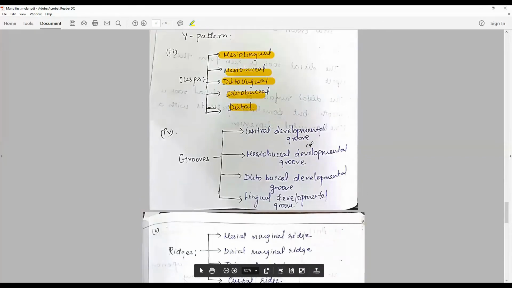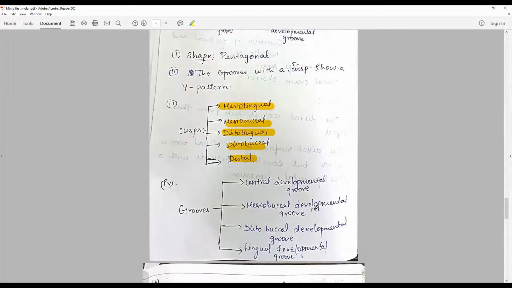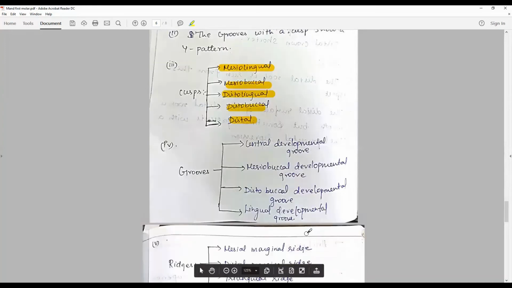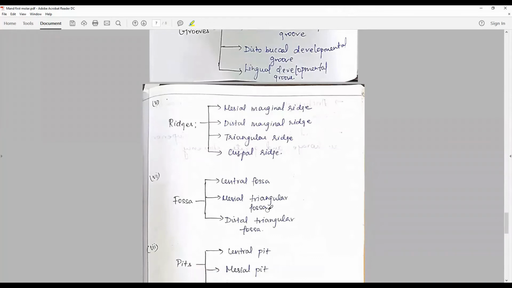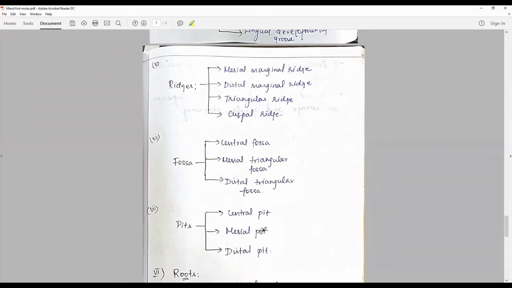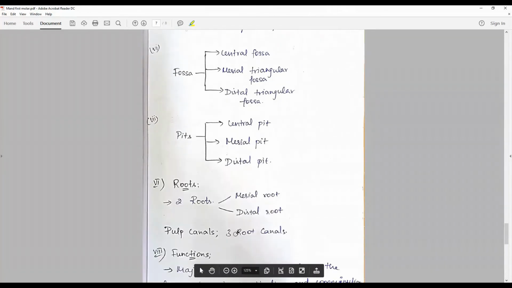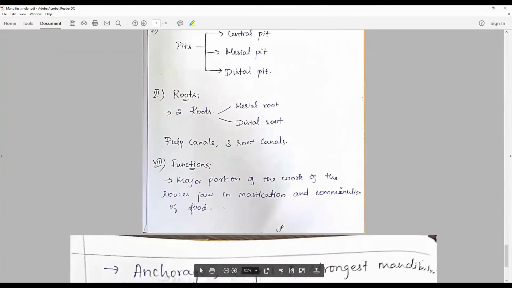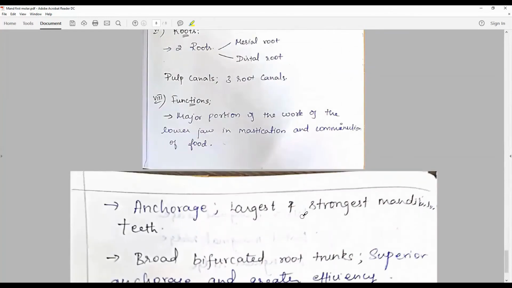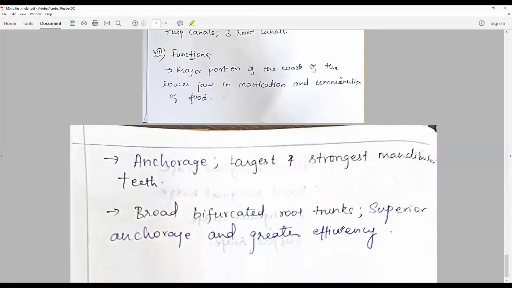Okay, the grooves are the central developmental groove, mesiobuccal developmental groove, distobuccal groove, lingual developmental groove. There are a lot of other supplemental grooves. The fossae are the central fossa, mesial triangular fossa, distal triangular fossa. Pits: central pit, mesial pit, distal pit. Two roots, mesial root and distal root, pulp canals, 3 root canals. The functions: anchorage, and it is the largest mandibular tooth. The broad bifurcated roots give superior anchorage and greater efficiency.